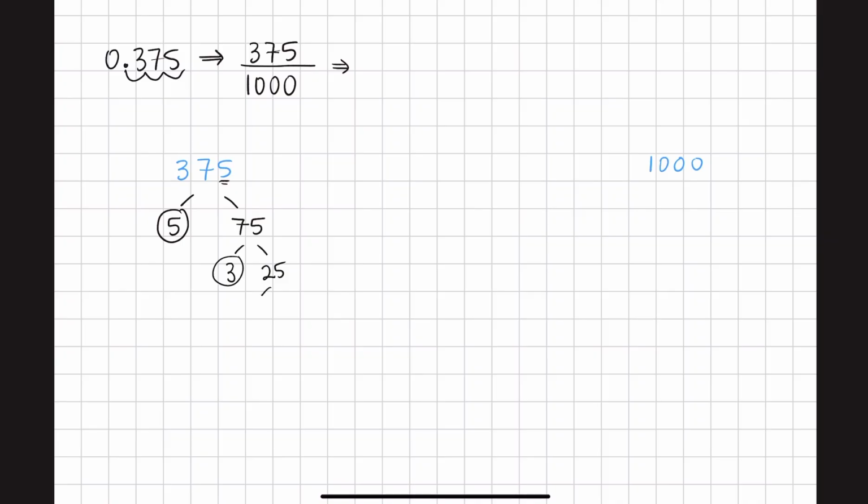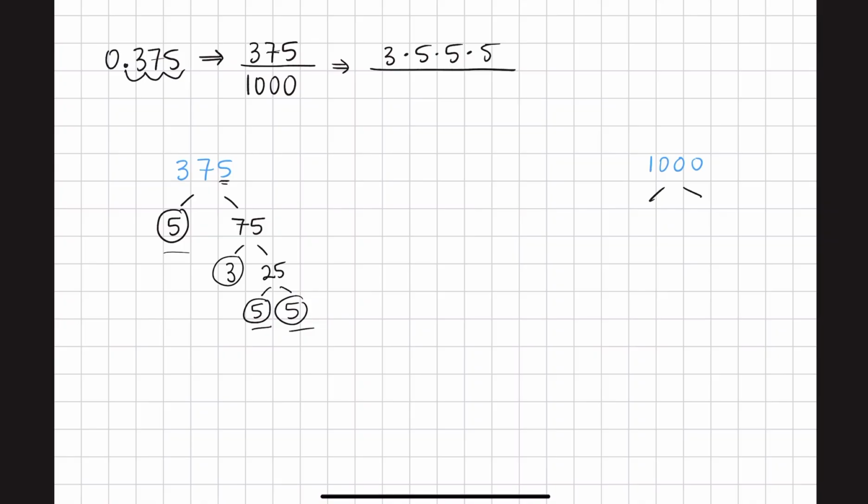Okay, and then 25 can be divided by 5 and 5. And now all of these are prime numbers. So 375 is the same as 3 times 5 times 5 times 5. And I would write that all as a numerator here: 3 times 5 times 5 times 5. Now moving on to 1000, which feels like a heavy number. It's a pretty big one.